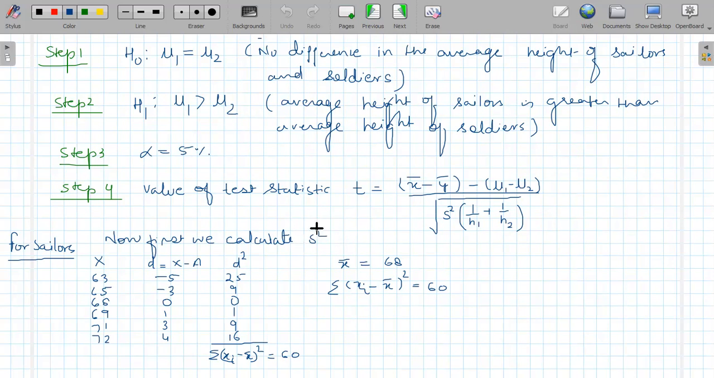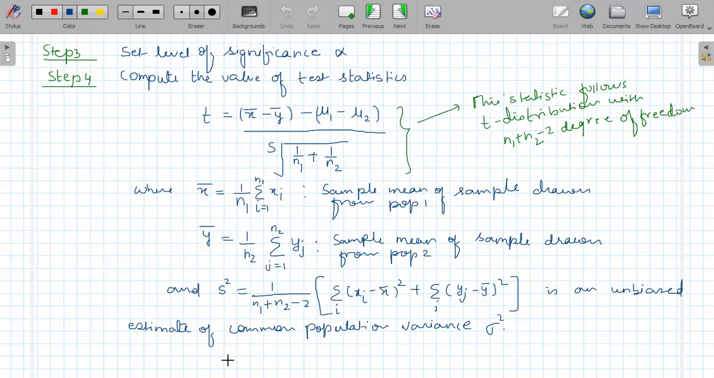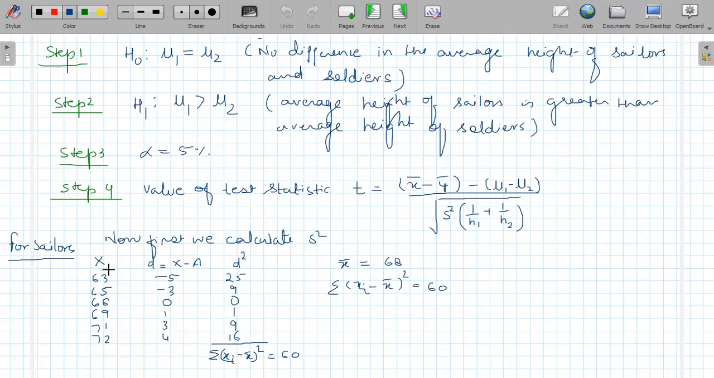So first of all we calculate S square. Let us look at the formula of S square. What we need is the sum of the squares of the deviations of xi from their mean and the sum of the squares of the deviations of yj's from their mean. So we have listed here the values of x. X is used for sailors and their deviations are taken from their mean, which is 68 here, and then the squares of the deviations are calculated and their sum is obtained as 60.